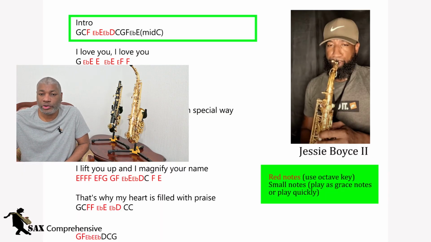And I've also color coded it. So if it's in red, it means use the octave key. If it's in black, don't use the octave key. If the notes are in small font, it means it's a grace note. Or if the notes are together and they're all small, it means play those notes quickly together. I've also spaced out the notes, which might help you to remember the rhythm as you play this music.